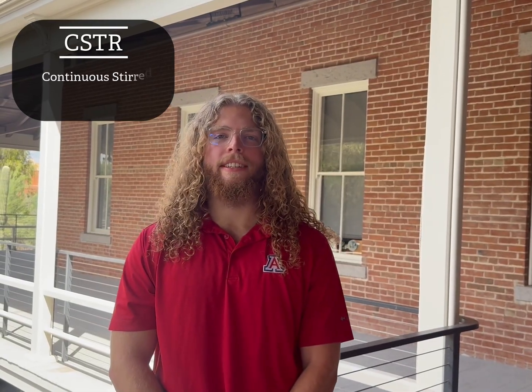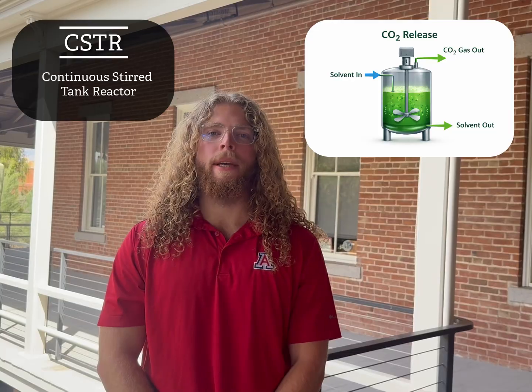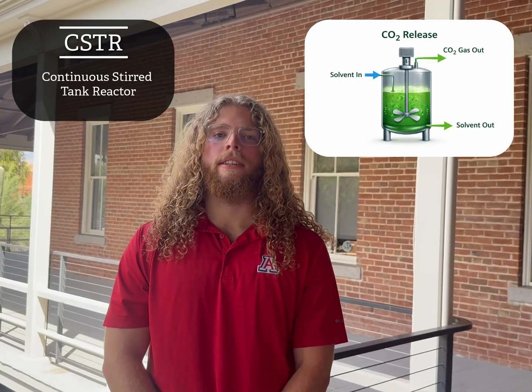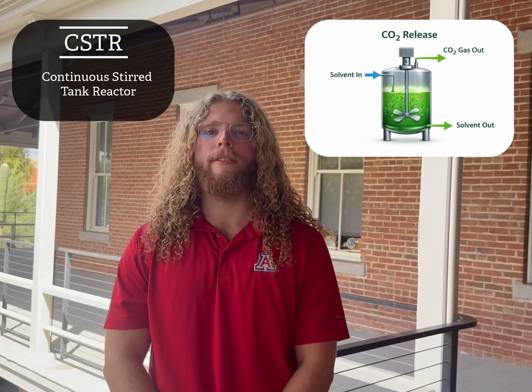After CO2 is absorbed into the solvent, the next step is to release it so it can be used in downstream processes. This happens in a unit called a continuously stirred tank reactor, or CSTR. A CSTR is a reactor where fluid is continuously fed in and removed, while a mixer keeps everything well stirred. This constant mixing ensures that temperature and composition stay uniform throughout the entire reactor.